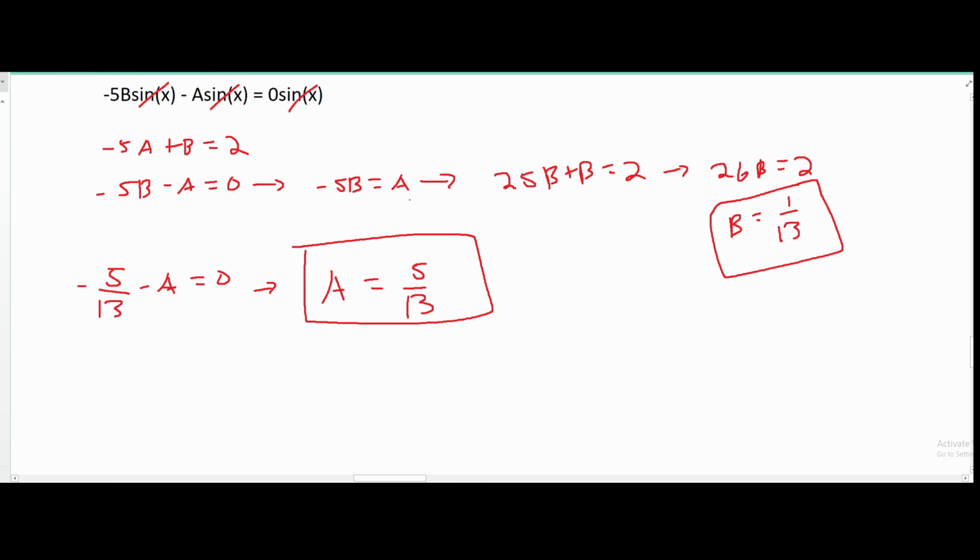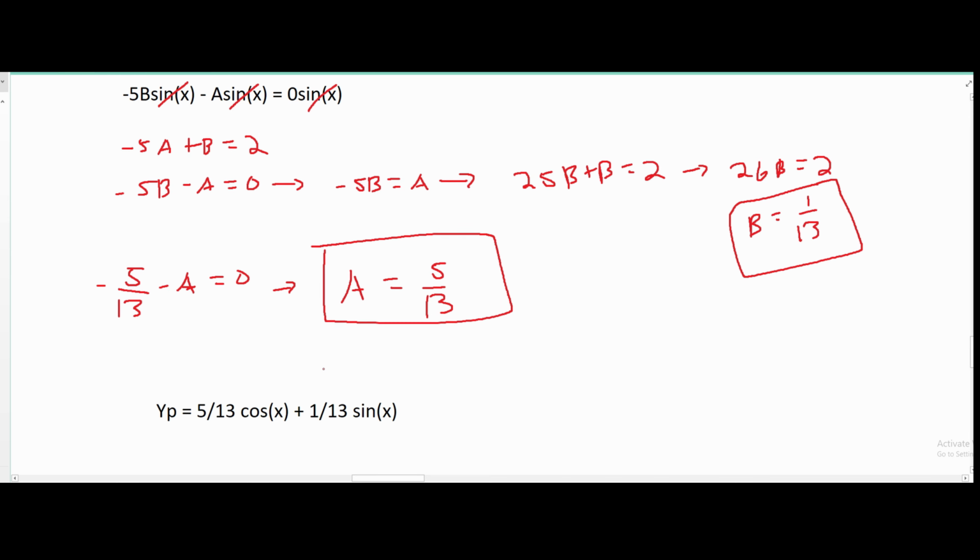After we find our values, we're left with a equaling 5/13 and b equaling 1/13. So our final yp is equal to 5/13 times cosine of x plus 1/13 sine of x. This is important because we also need to find yh, which is the general solution. Once we find that, we can combine our yh and yp.